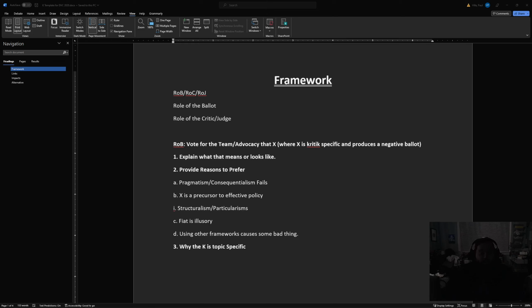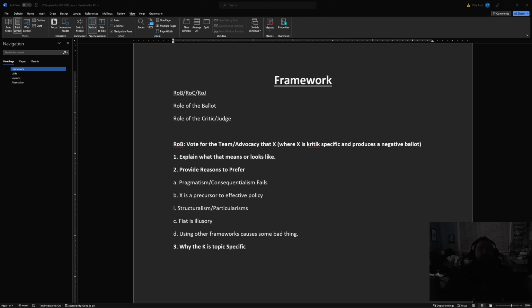I want to be clear, the disclaimer right at the start: this is not the best way to write a critique. Certainly the best way to write a critique is to dive deep into the literature base and then develop a position based on that, and to really understand the nuances of that position and the things associated with it so that you can write a better argument. And then obviously the better you are at debate, the more strategic you can be with that, and so on and so forth.